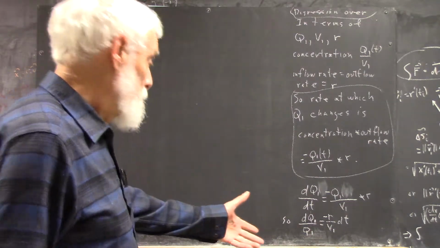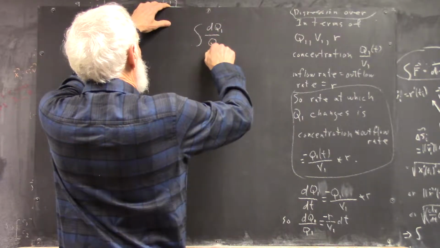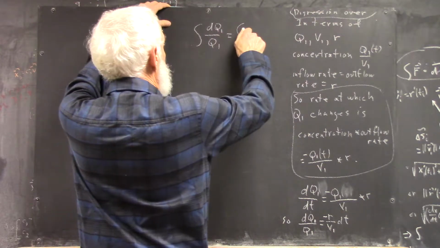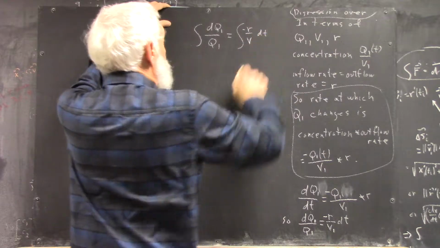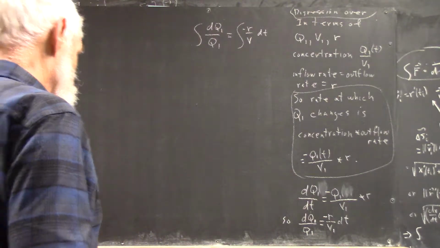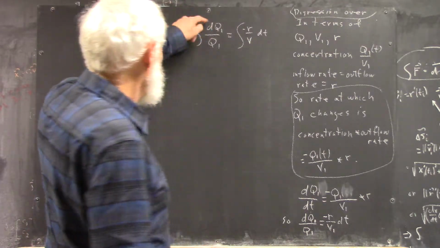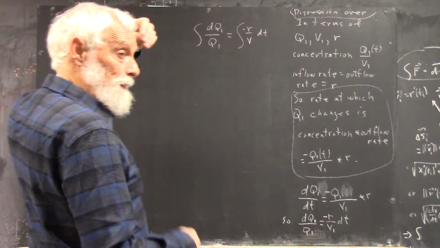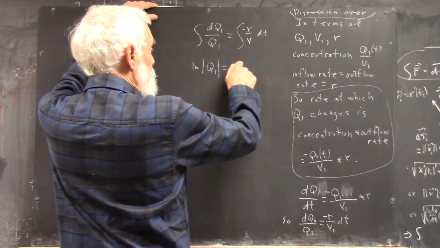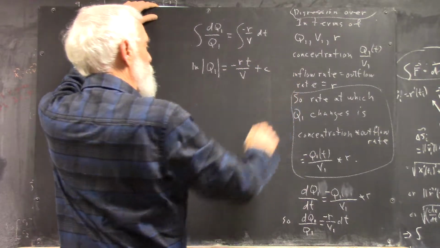We integrate both sides. The integral of dQ1 over Q1 should equal the integral of negative R over V dt. Now this is something you should be very familiar with from what you learned over a year ago in first semester calculus. So what's this integral? Natural log of the absolute value of Q1. And this is negative R over V times t, plus an arbitrary constant, right?